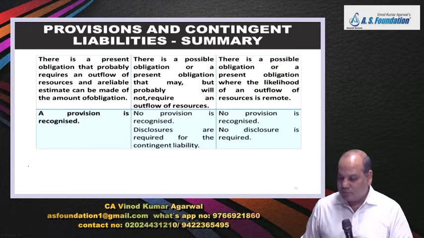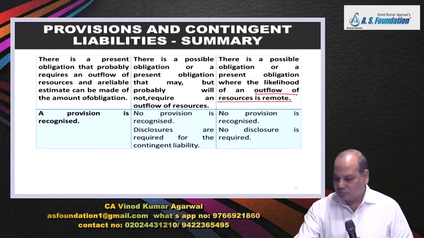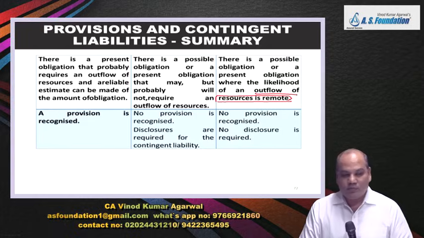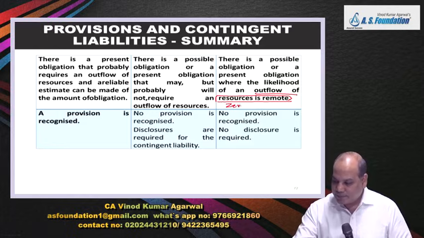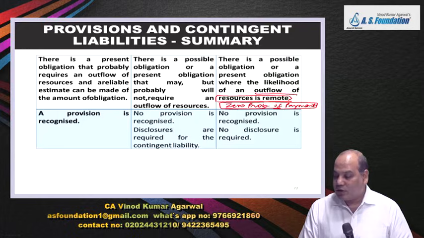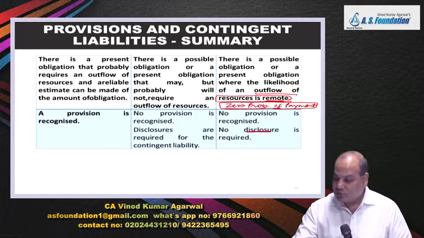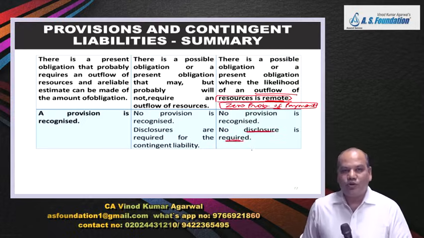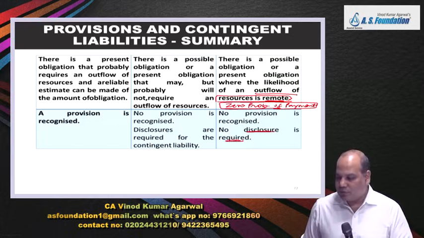What is the meaning of remote? There is almost zero probability that you may be required to make the payment, because you know that there is somebody who is going to take care of this entire liability. In that case, do you need to even disclose it? The standard says if the probability of outflow of resources is remote, that is no chance, then in this extreme case, no disclosure is required. However, many companies do give some disclosure in the last scenario also.